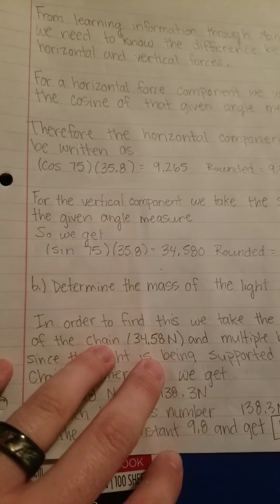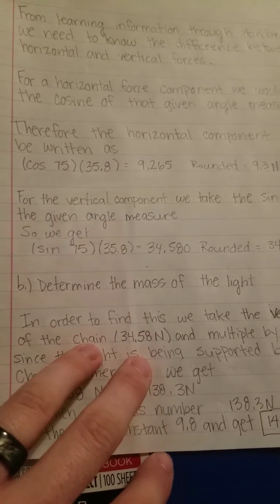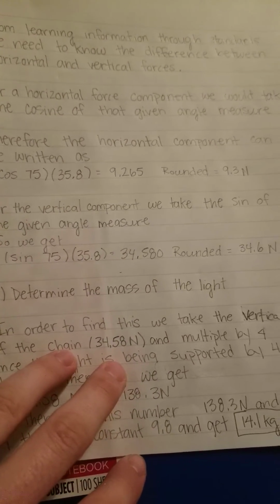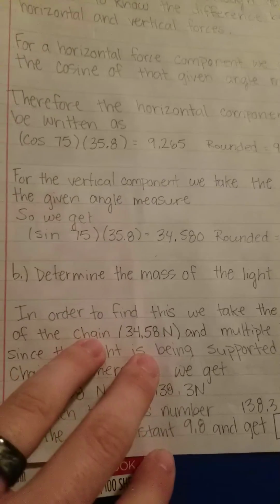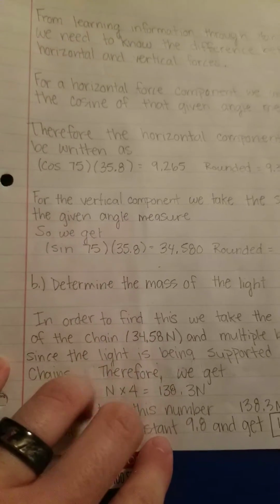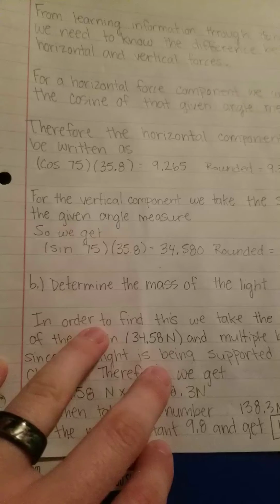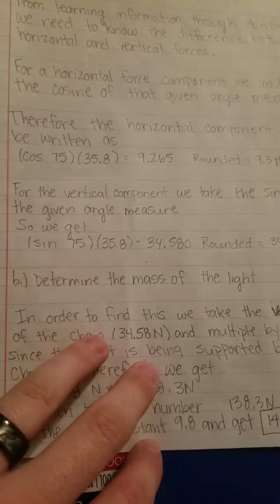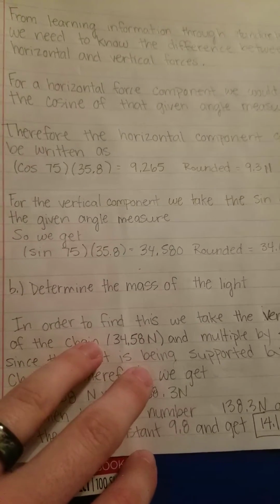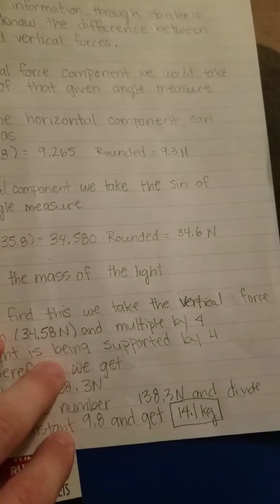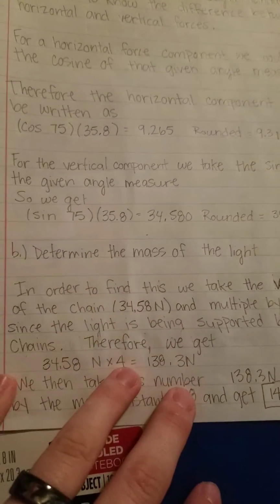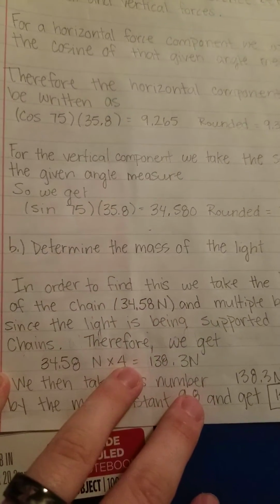From there, we're also going to take the vertical component, and for the vertical component we can figure out that it's going to be the sine of the given angle measurement. So we get sine of 75 times 35.8, which gives us 34.58, which I rounded, as you can see, to 34.6 newtons.